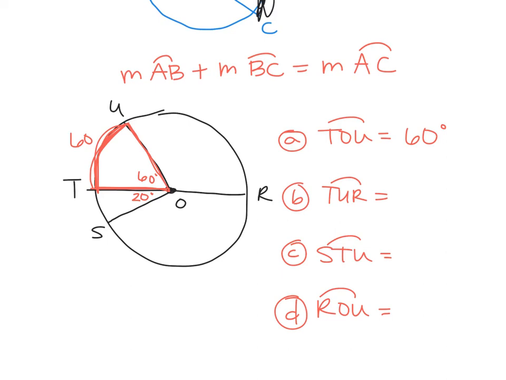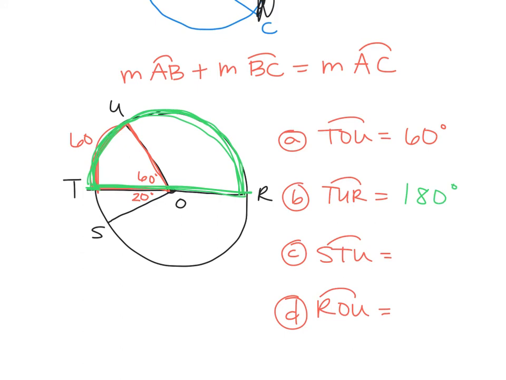How about TUR? So starting at T, ending at R, going through U. How many degrees would that be? 180, right? Because you started here, you went through U and back and around over to here. So that is a semicircle, right? This is a diameter. So if it's a diameter, that is half a circle, which is 180 degrees. Okay?